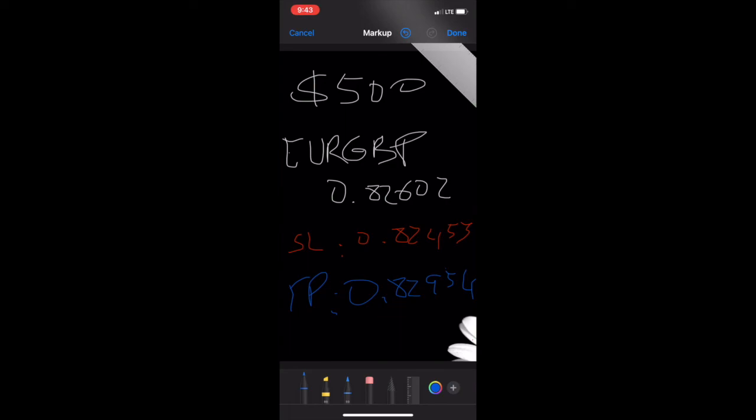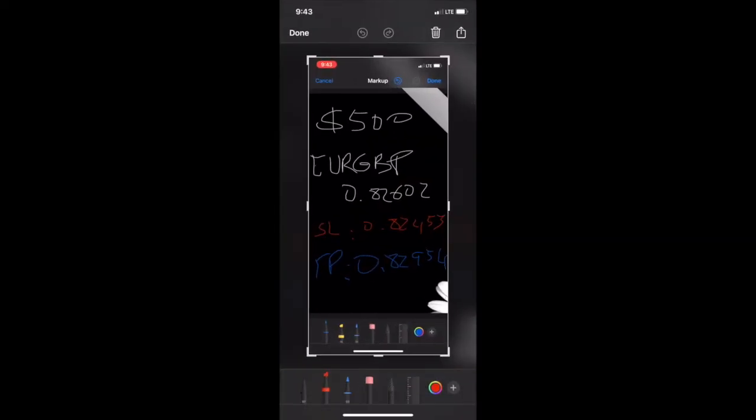What will be our 10%? What will be half of our 10%? How much can we lose or gain in this trade? Let's practice that together.